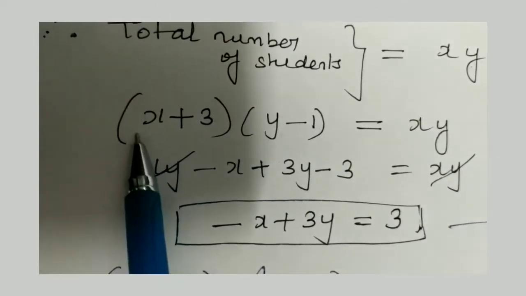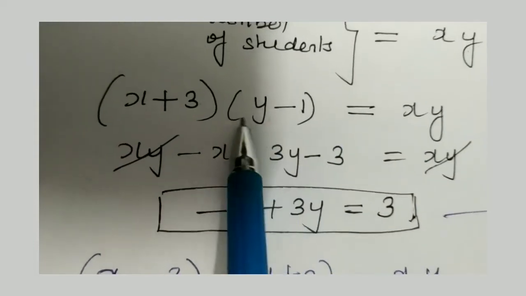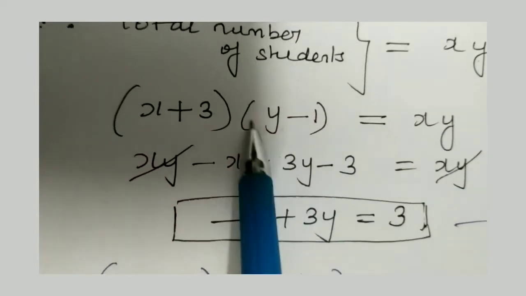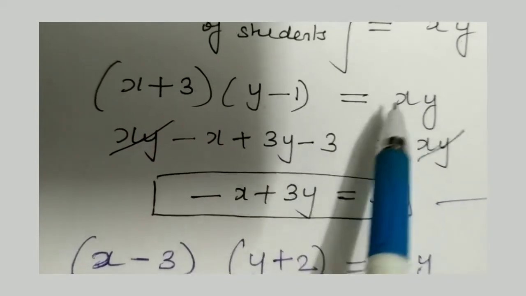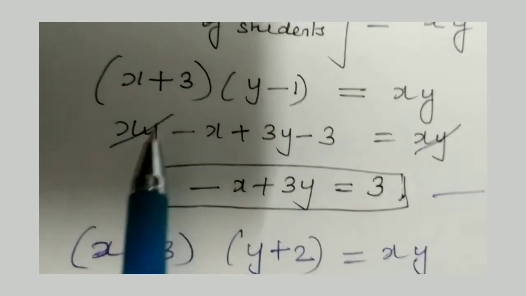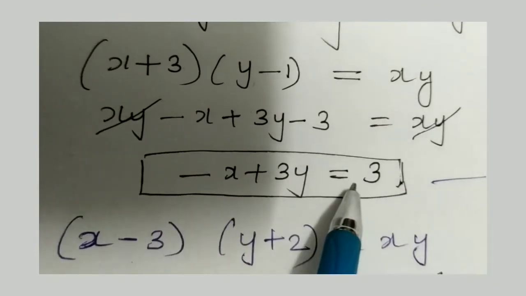What is the first bracket? Number of students standing in one row. What is the second bracket? Number of rows formed by them. If you multiply these two values, that will be equal to the total strength of the class. Now you cancel xy, xy. We have framed the first linear equation.